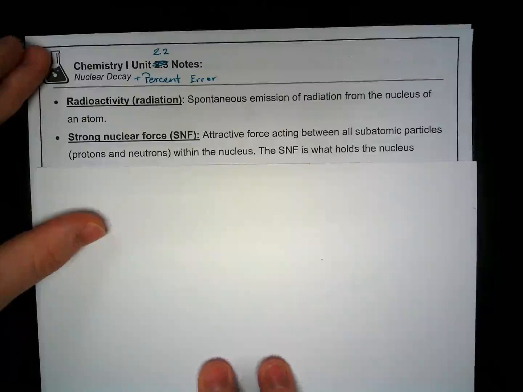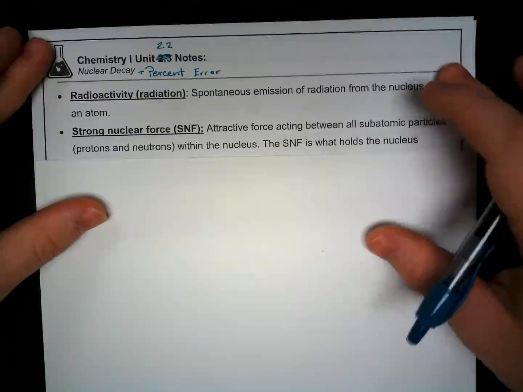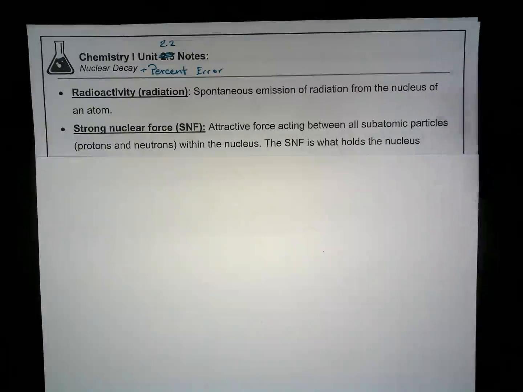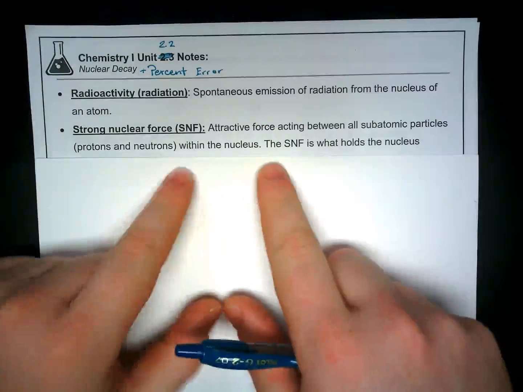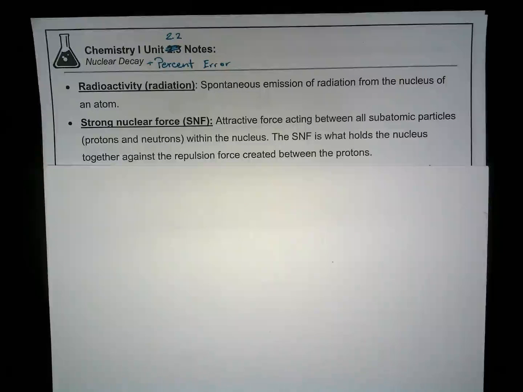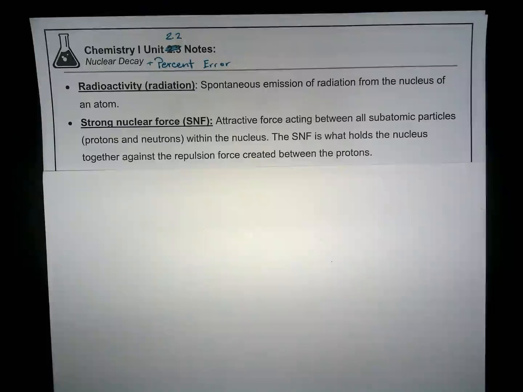Okay. So tying in with radioactivity, because we're going to be talking about different ways that energy and other materials are radiating from atoms specifically, we also have to talk about what's referred to as the strong nuclear force, the SNF. The strong nuclear force is the attractive force acting between all subatomic particles, your protons and neutrons, within your nucleus. The SNF is what holds the nucleus together against the repulsion force created between the protons.